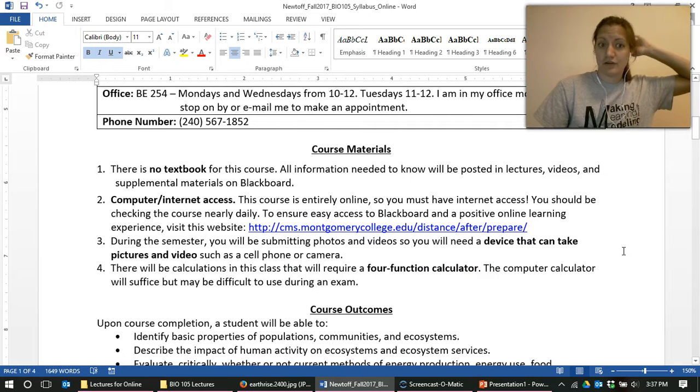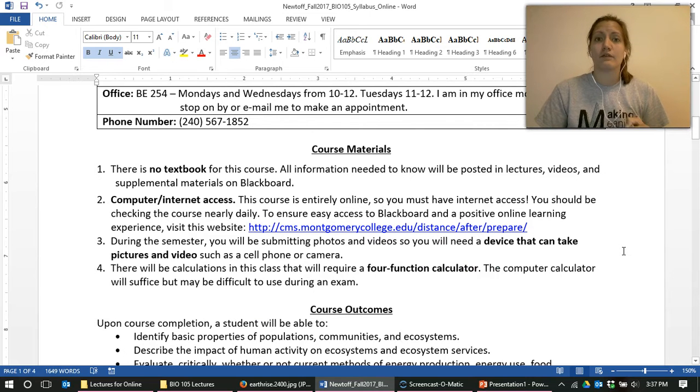The course materials. There is no textbook for this course. If you ever want supplemental materials, please let me know. But most of my information is derived, a lot of it from the EPA website, and a lot of it from various textbooks over the years. But everything you need to know you can find in my lectures. I only test on my lecture material.